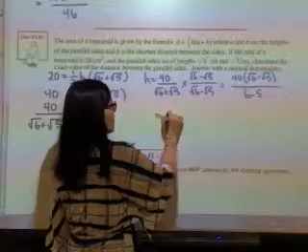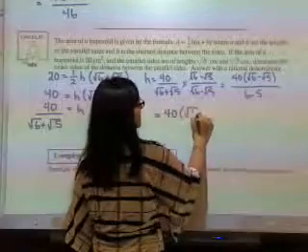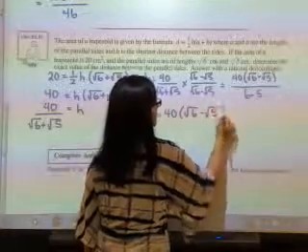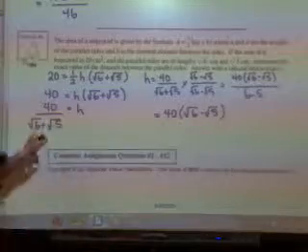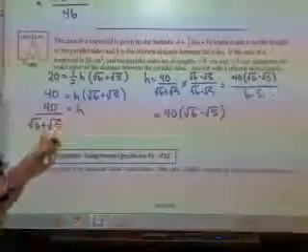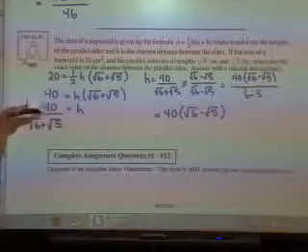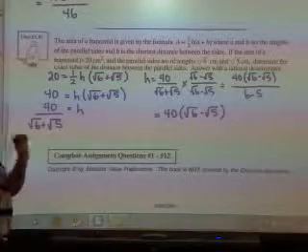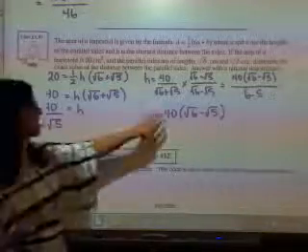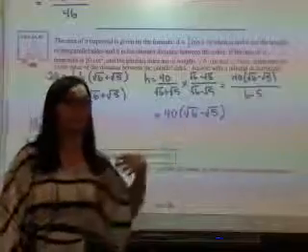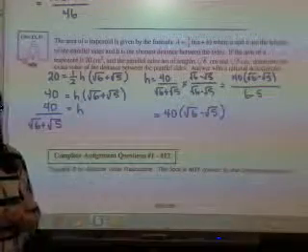So this would simplify to 40 times root 6 minus root 5. And if you were to do decimal approximations, if you went 40 divided by root 6 plus root 5 and got that as a decimal answer, and then went 40 times root 6 minus root 5, you'll get the same decimal.